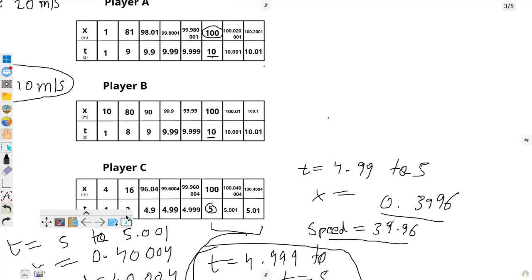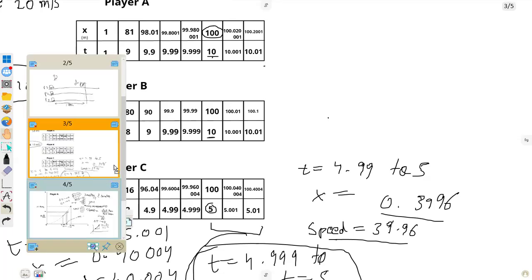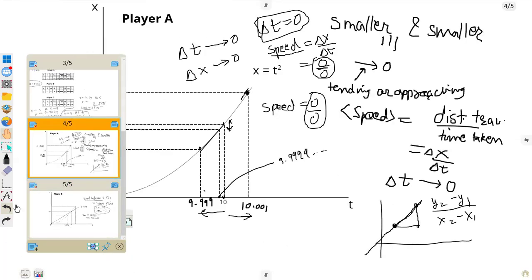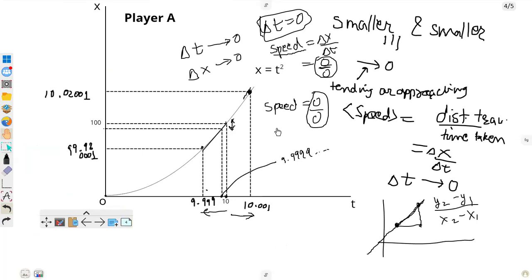Yes. So now let's do something. We now know that the graph of player A is exactly this graph. This is the exact graph. So now since we have the exact graph, we should be able to find the instantaneous speed. So let us attempt to find the instantaneous speed.